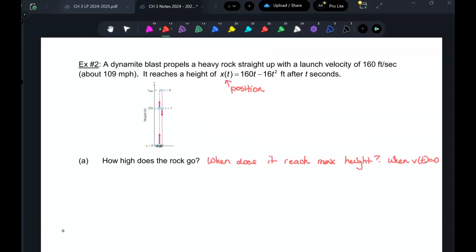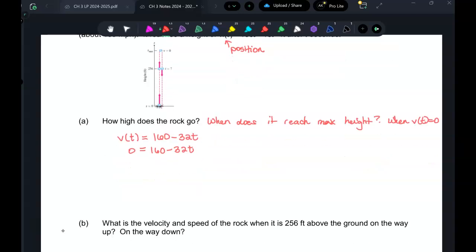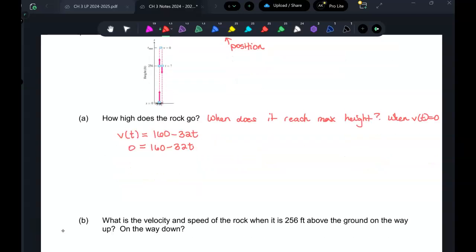So I got my position function. What do I want to find? I want to find the derivative to find velocity. So let's go ahead and find velocity. Again, we're using all our shortcuts now. We don't have to worry about any of that. 160 minus 32t. We are going to set that equal to 0 and solve for t. 5 seconds. Now, I still didn't answer the question, but I kind of asked a second question, right, after that first one.